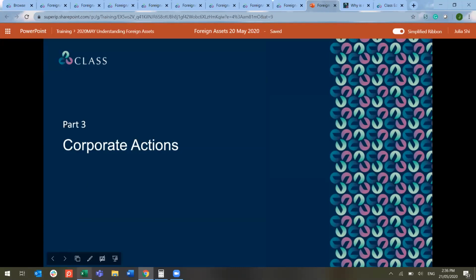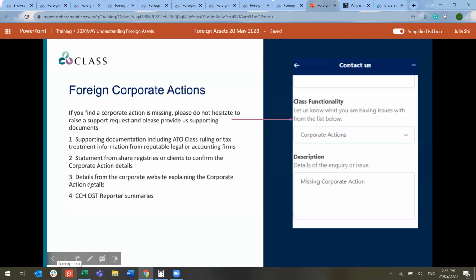Next, we come up to our corporate actions. Unfortunately, this is not really to demo how to process foreign corporate actions, because for most of the corporate actions, we have a corporate action team that's run by Kevin Zhang, our compliance manager. He will collect information as needed and implement the corporate actions.